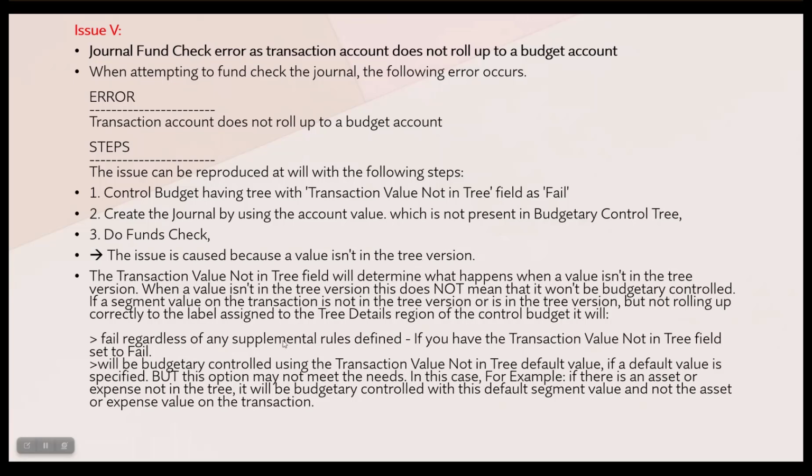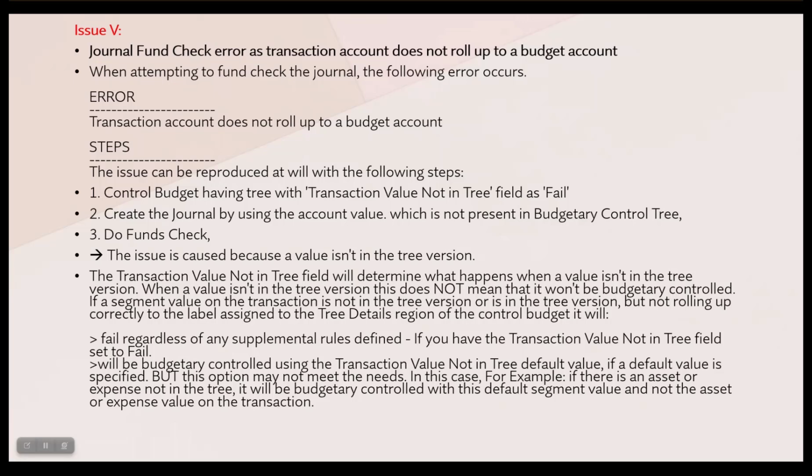Transaction value not in a tree version: let's determine what happens when a value is not in the tree version. When a value is not in a tree version, this doesn't mean that it won't be budgetary controlled. If a segment value on the transaction is not in the tree version, or is in the tree version but not rolling up correctly to the level assigned in the tree details region of the control budget, it will what? Fail, regardless of any sub-element rules defined.